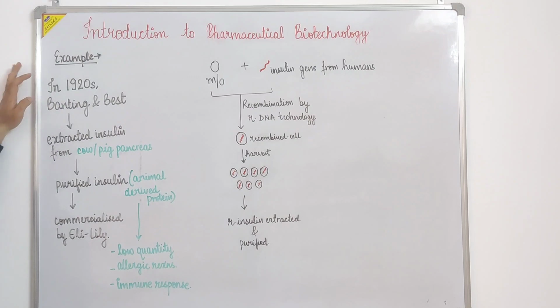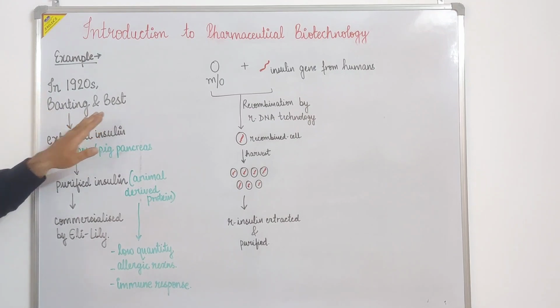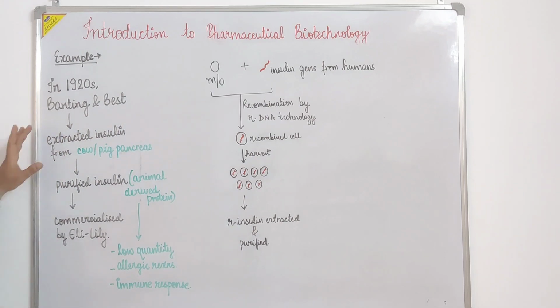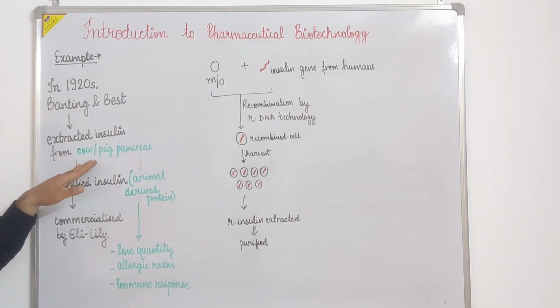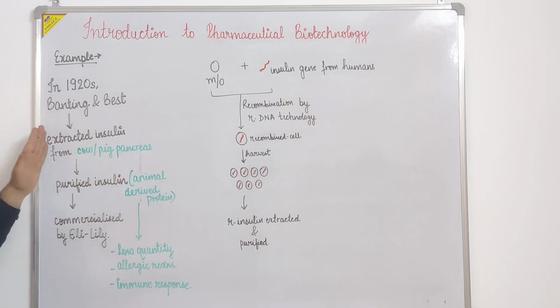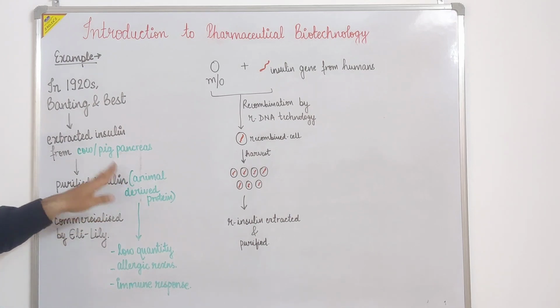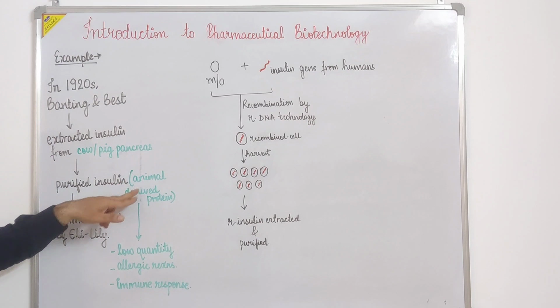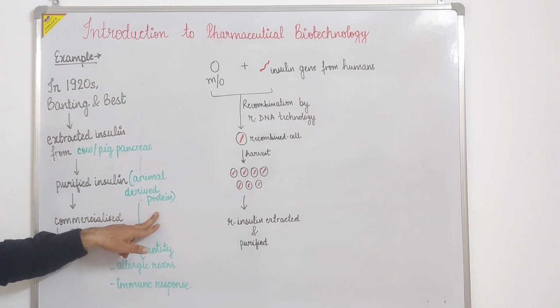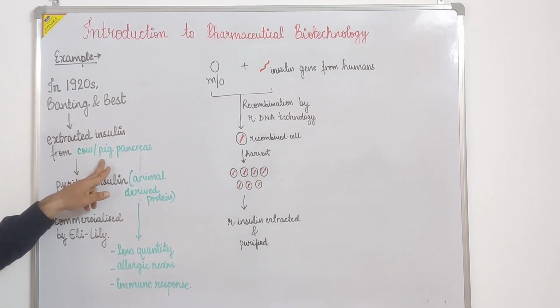Okay, earlier in the 1920s, these two scientists, Banting and West, what they did for the treatment of diabetes type 1, they extracted the insulin from the cow or pig pancreas. Okay, and after extracting the insulin, they purified it, and after that, it was used by humans for the treatment of diabetes. Later on, it was commercialized by Eli Lilly. So this purified insulin was actually an animal derived protein. Okay, because it was derived from cows or pigs.